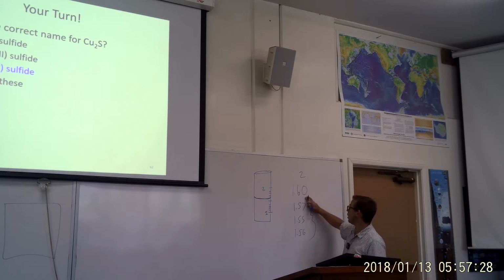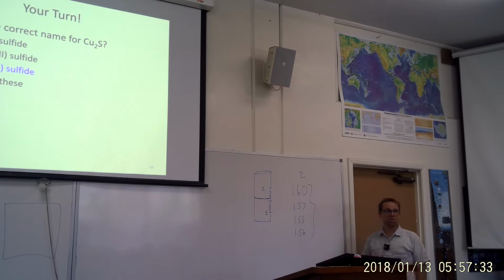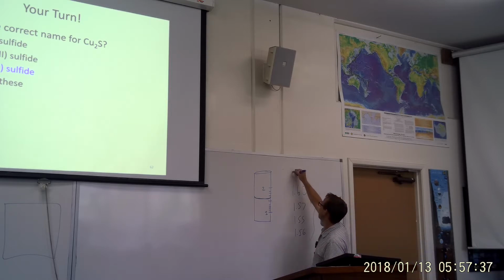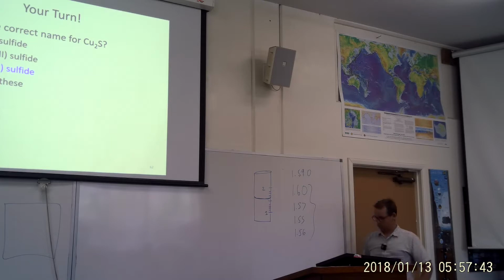This would be feasible also, as long as somebody could say, yeah, it looks like 1.60 to me. Okay? This value here, 1.560, or 1.590 maybe, that's not a feasible value, right? Why not? Too many sig figs, right? You only get to carry one estimate, right? Okay.